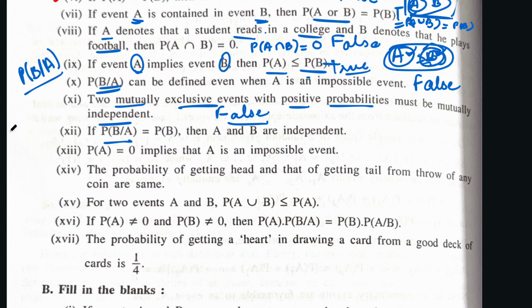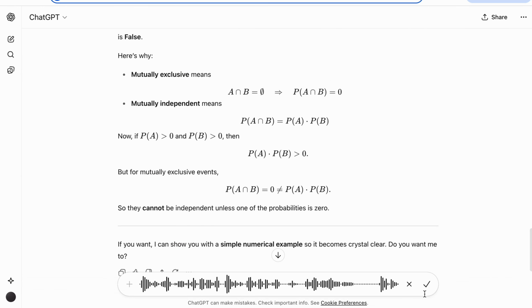Probability of B given A is B. I doubt. Wait. This is true. Okay, let's move on. If probability of B given A is equal to probability of B, then A and B are independent. True or false?